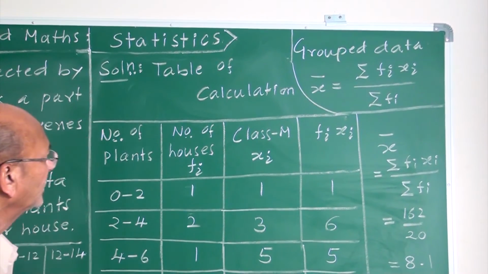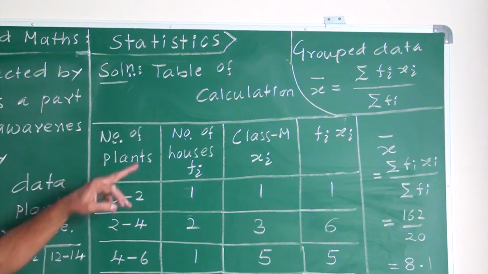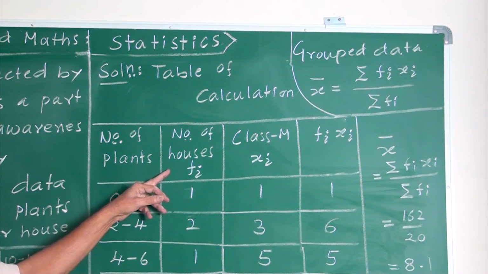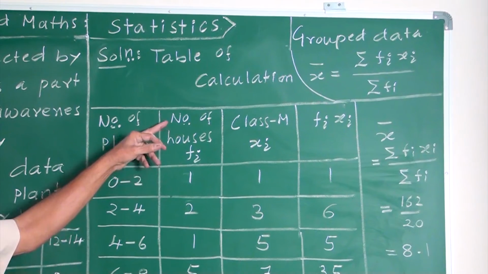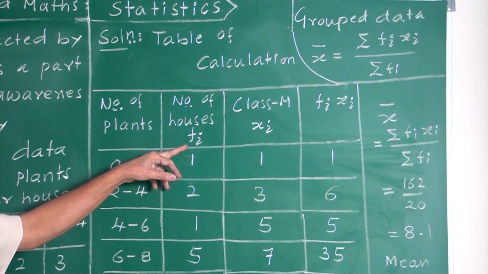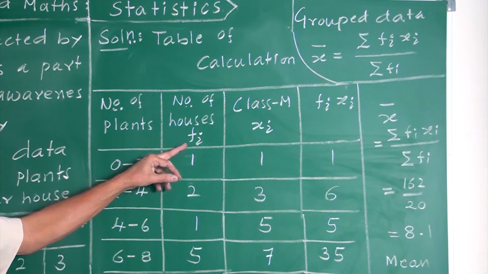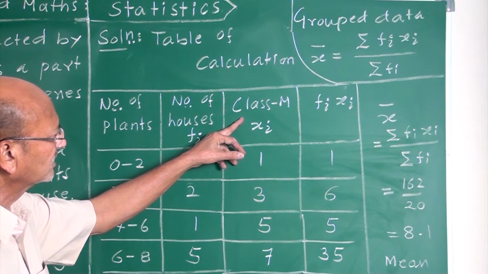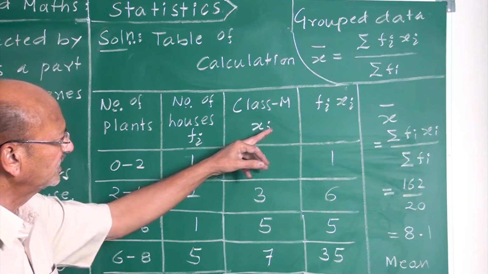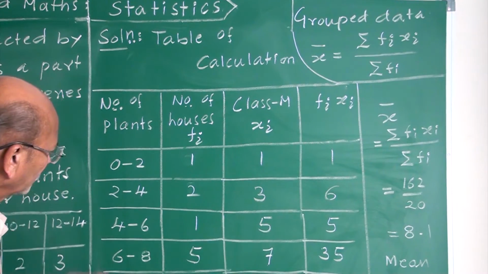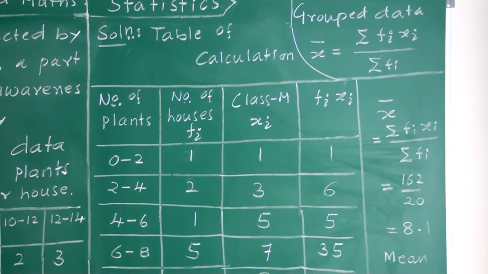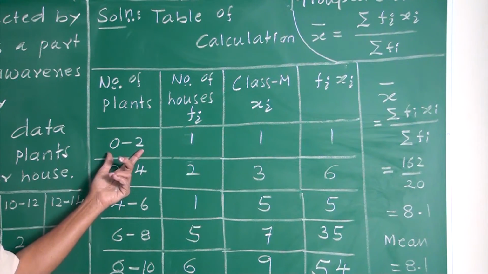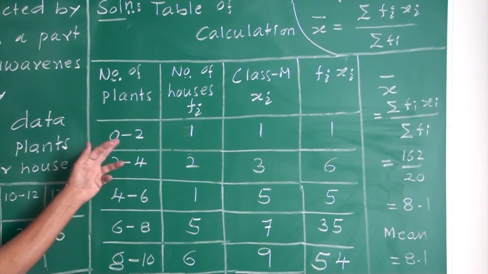You know this. Once again, the table of calculation. These two columns are the same: number of plants, number of houses. The number of houses gives the frequency fi. Then you have to find the class mark xi, and then the product. Class mark is upper plus lower divided by 2.